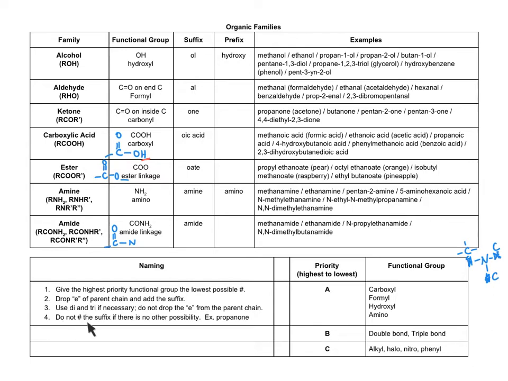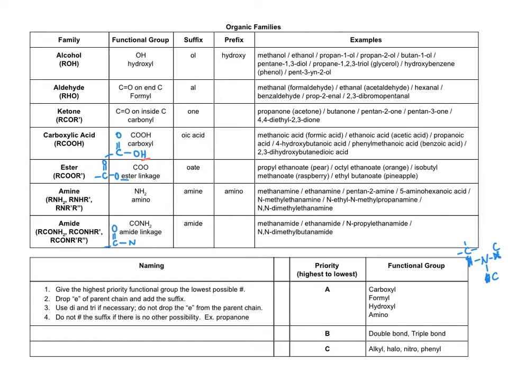And we're not going to number the suffix if there's no other possibility for it. So remember I mentioned propanone, that acetone. You can't have that carbonyl group on the first carbon of those three or the last one, because if you did, it would be an aldehyde. So there really is only one place to put the carbonyl group in propanone, and therefore we don't number it. It's always propan-2-one, so we don't number it.